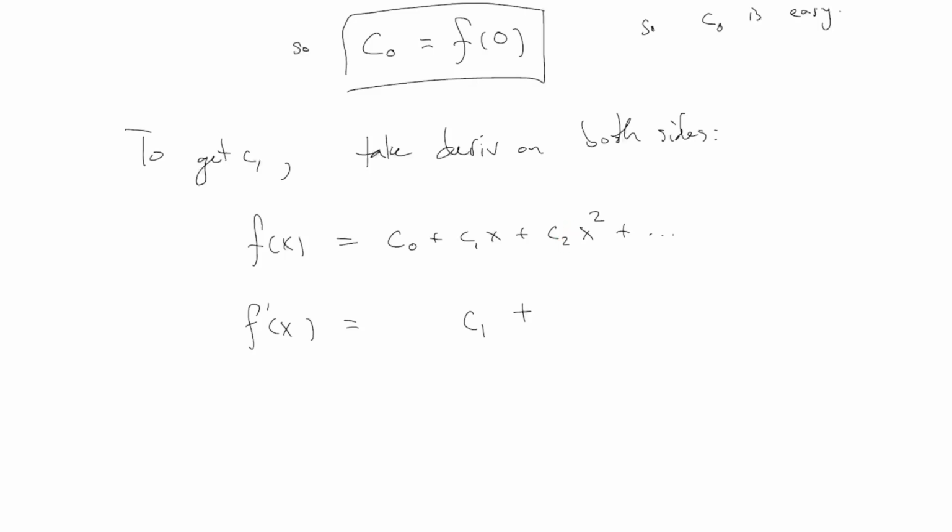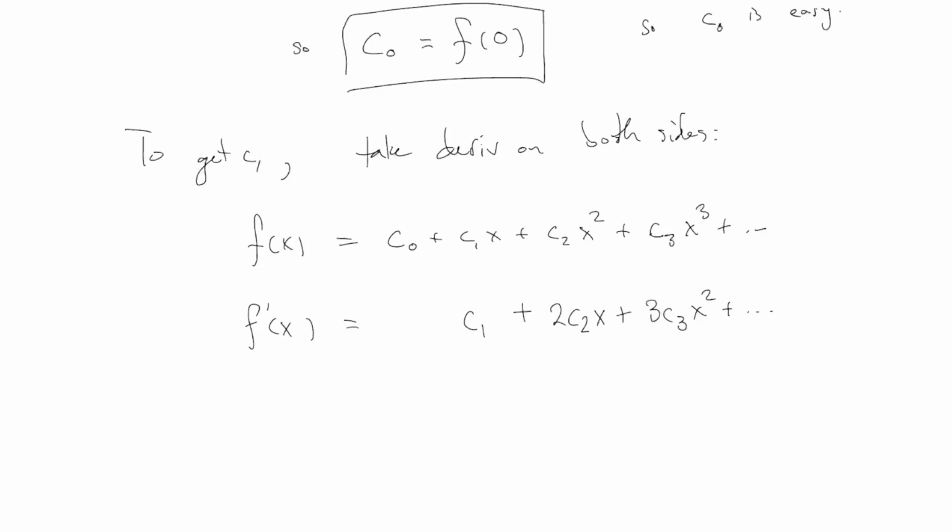Wouldn't it be 2 times C2 times X? Yes, 2C2X. I hope that's what you all were saying in your hearts. Yeah, I agree. What about the next one? I didn't write the next one, but the next one would have been 3C3X squared, and so on. This is what happens when you take the derivative of those terms.